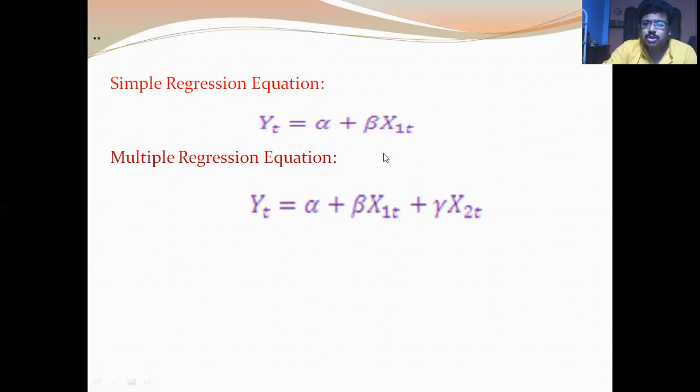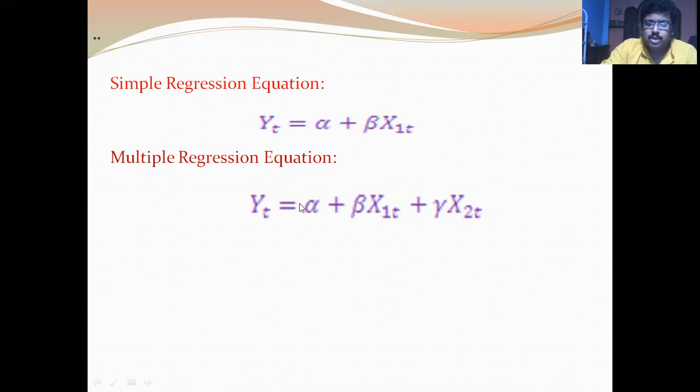This is a simple regression equation because yt is the dependent variable at time t. Here time period is t, and alpha is the intercept term, and beta is the slope coefficient. It is a parameter, and x1t is an independent variable. Here time period is t. Okay, one independent variable and one dependent variable. So this is a simple regression equation.